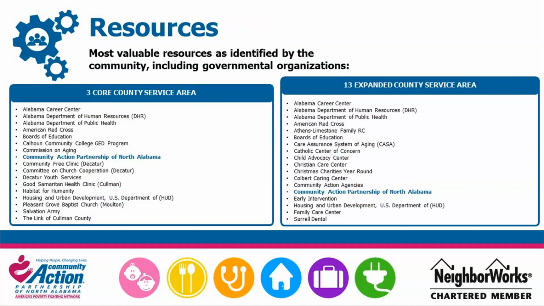We also put a great deal of emphasis on resources. The most valuable resources identified in the community by those taking the survey, both the community survey and the partner survey, included governmental organizations. These are listed alphabetically, not necessarily in frequency of how they shook out, but you can see that our agency made the cut in the 3 county service area and in the 13 expanded county service area. That was important, but these lists also let us know these were the most valued resources that include government agencies. We wanted to know that because some of our partners and stakeholders are with government organizations and agencies, and they want to know where they fit in as we report out.